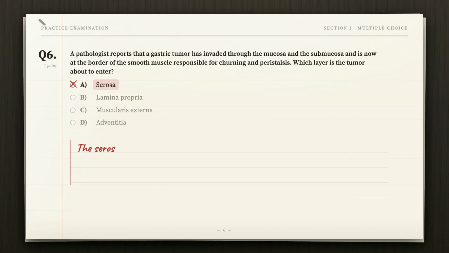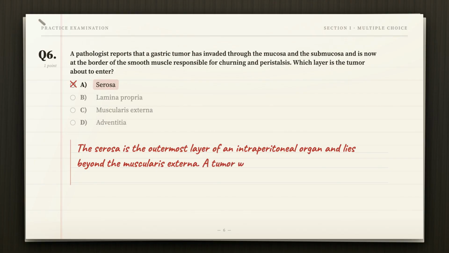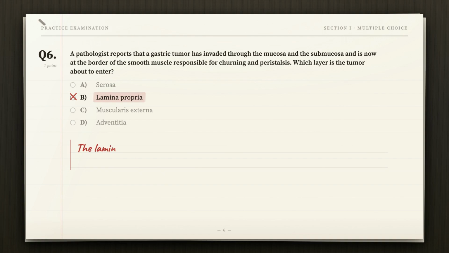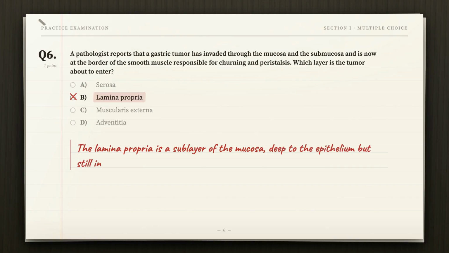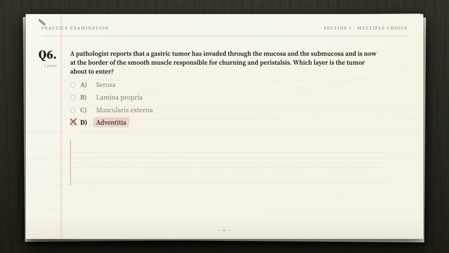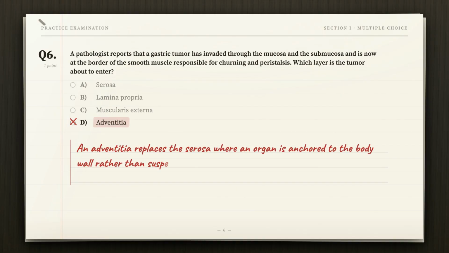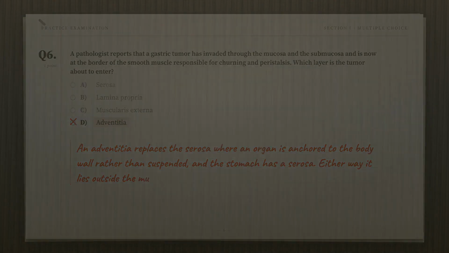A is wrong because the serosa is the outermost layer of an intraperitoneal organ and lies beyond the muscularis externa. A tumor would have to cross the muscle first to reach it. B is wrong because the lamina propria is a sublayer of the mucosa, deep to the epithelium but still inside the innermost tunic. The tumor has already passed through it. D is wrong because an adventitia replaces the serosa where an organ is anchored to the body wall rather than suspended, and the stomach has a serosa. Either way, it lies outside the muscle layer.